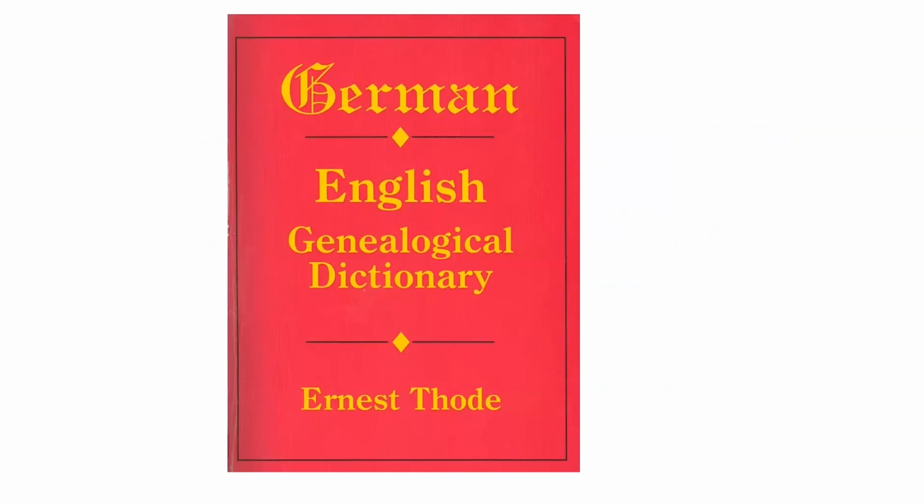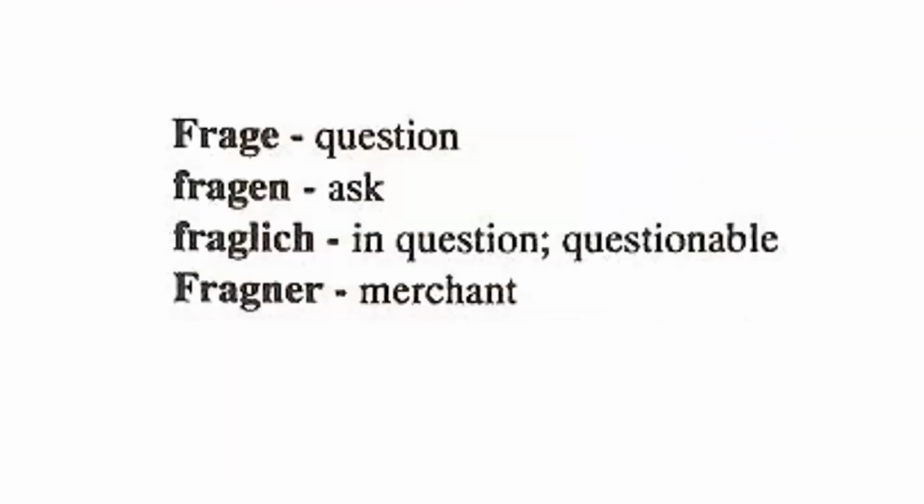Ernst Thode's German-English Genealogical Dictionary is one of the best and most thorough German-English dictionaries. The term Frogner is not listed in every German-English dictionary. In Thode's book, the word Frogner is listed as an antiquated term for merchant.